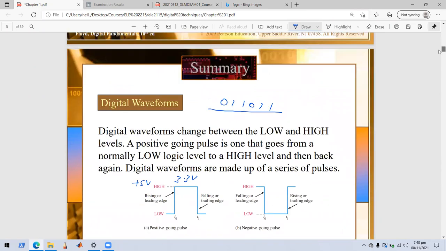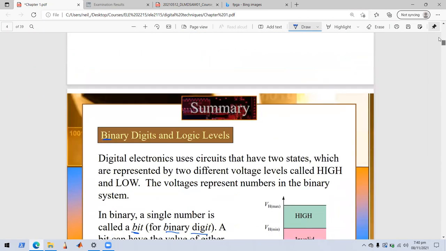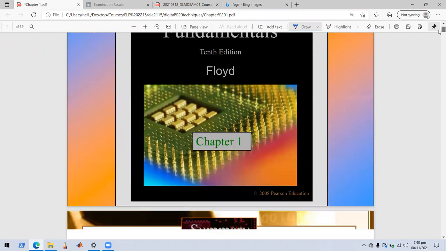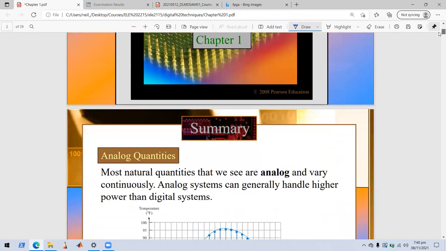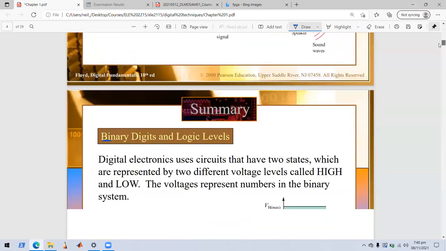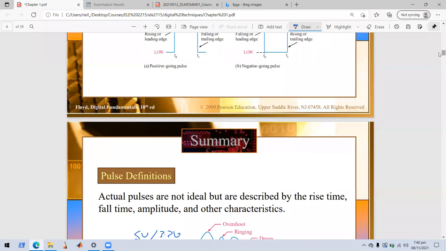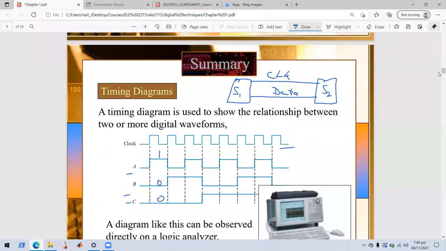Everyone has the textbook? Yes. Good. So start reading the textbook. Don't be afraid to read on to chapter two, or chapter three if you're ambitious. Okay? Good. So if you guys don't have any other questions, feel free to read.